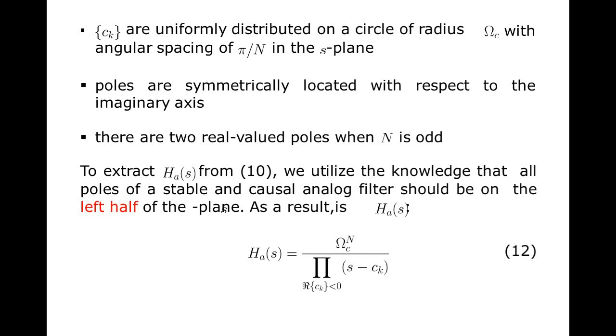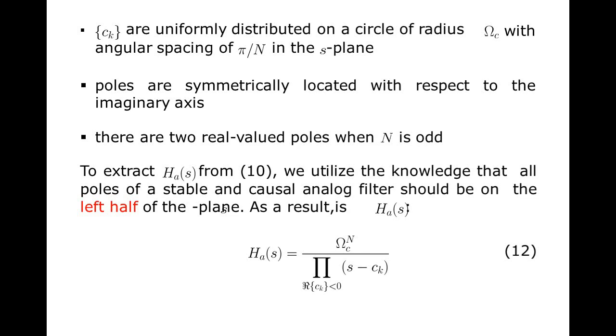To extract Ha of s from equation 10, we utilize the knowledge that all poles of a stable and causal analog filter should be on the left half of the S-plane. You know that in the Laplace transform, the stable poles lie on the left half of the S-plane.